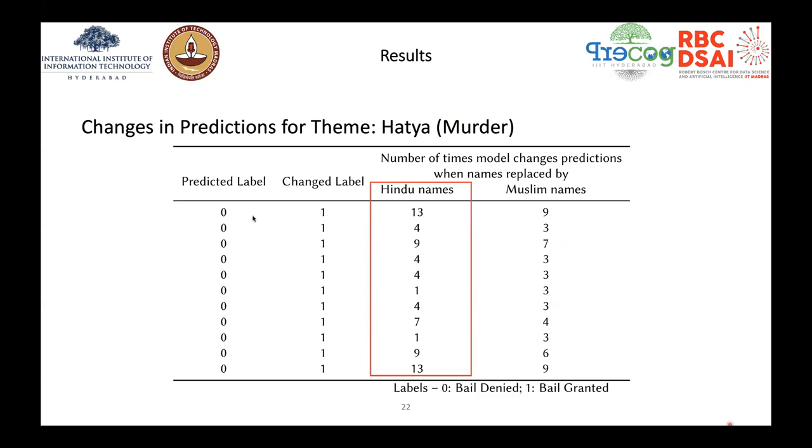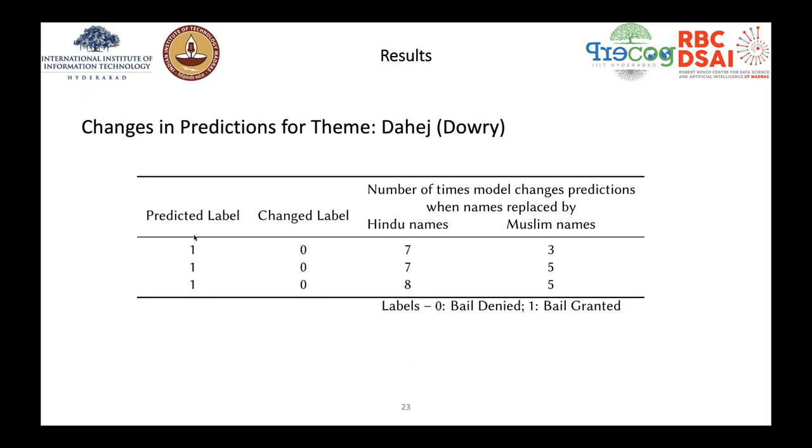And so what this shows is that for the theme Hatya, the model has learned that Hindus are more likely to be associated with the label 1, which is bail being granted. This was for one theme. And if I look at some other theme, this is Dahej, which is dowry.